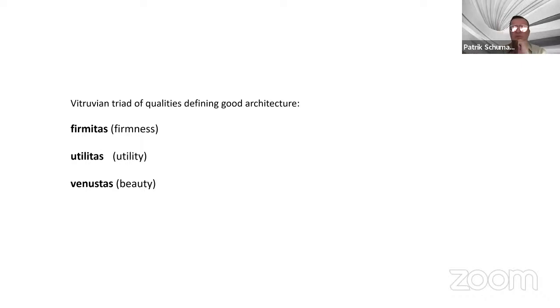What we have is Vitruvius, the Roman author, but his whole theory of architecture has nothing to do with Roman architecture. He is basically ignoring the advances and innovations of Roman architecture. So his theory is basically retrospective. It's probably a copy of a Greek treatise. But in Vitruvius, we have that Vitruvian triad of the qualities defining a good architecture: firmitas, firmness, utilitas, utility, and venustas, beauty.